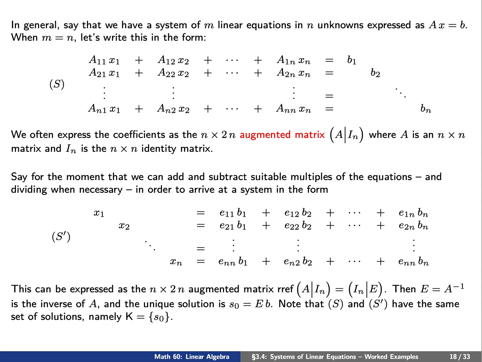Again, this is just like our previous example. You'll notice here that we have a unique solution. That's just, of course, what appears on the right-hand side of the equal sign. So we'll say that our solution S0 is the inverse of A times B. Notice that our two systems, capital S above as was given originally, and S prime below, which is what we find after performing the Gaussian elimination, give us the same set of solutions, namely the set capital K, which just consists of one vector.